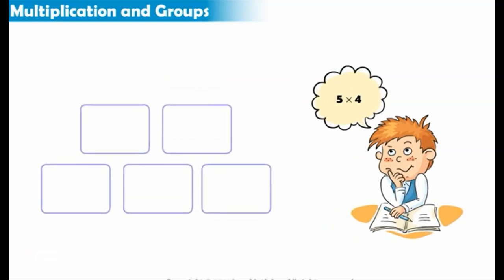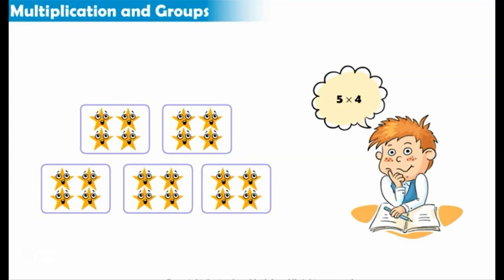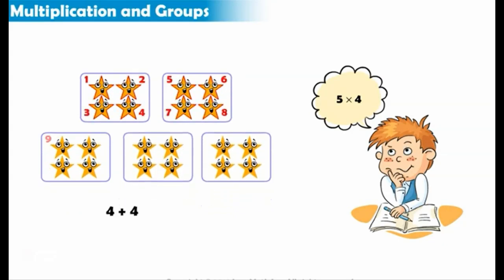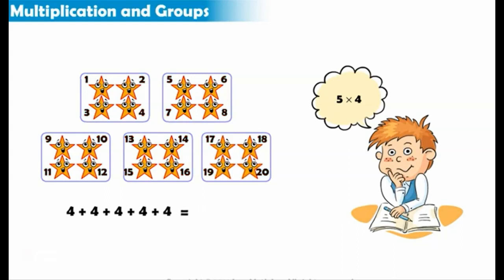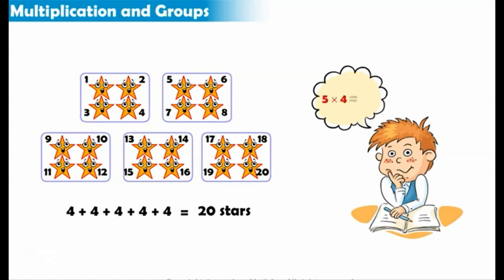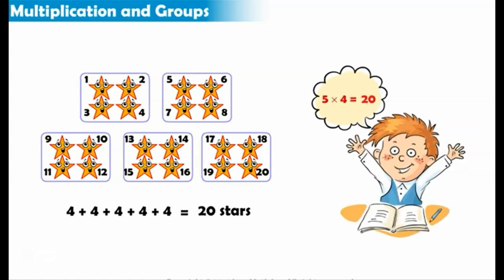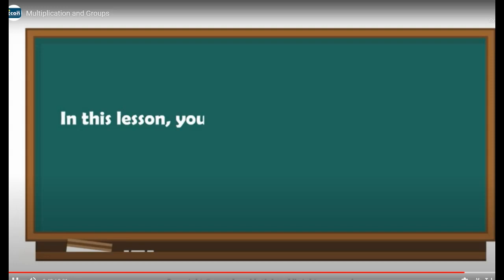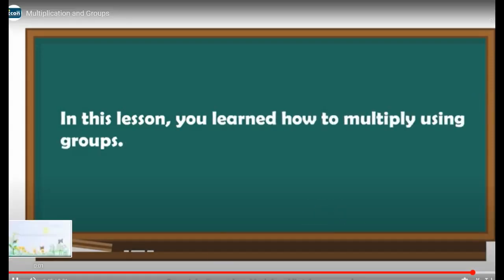First, we draw 5 groups to represent our first factor, 5. Then we put 4 stars in each group to represent our second factor, 4. The last step is to count the number of stars in all groups. There are 4 plus 4 plus 4 plus 4 plus 4, or 20 stars. So 5 times 4 equals 20. In this lesson, you learned how to multiply using groups.